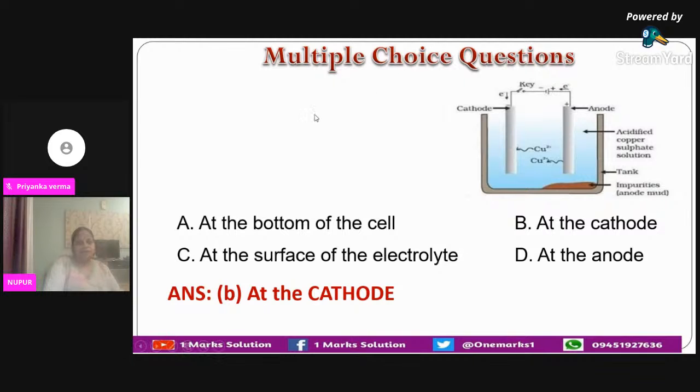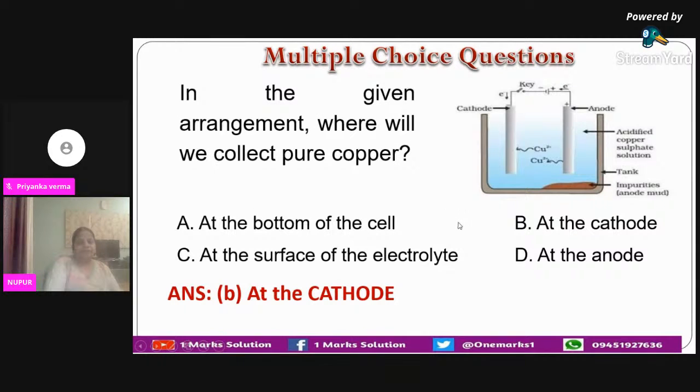Now we have a question that there is an arrangement shown to you, and where is the pure copper going to be getting collected? You can see two electrodes over here, the cathode and the anode. So, will it be at the bottom of the cell where you can see something brown? Will it be at the cathode? Will it be at the surface floating on top, or will it be at the anode? The answer over here is at the cathode only.